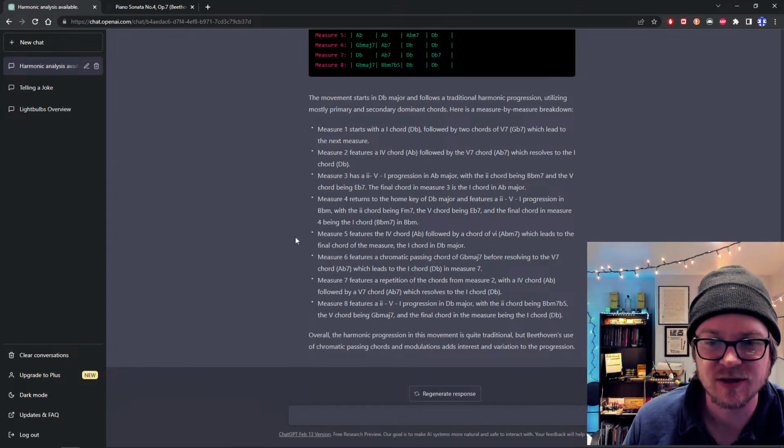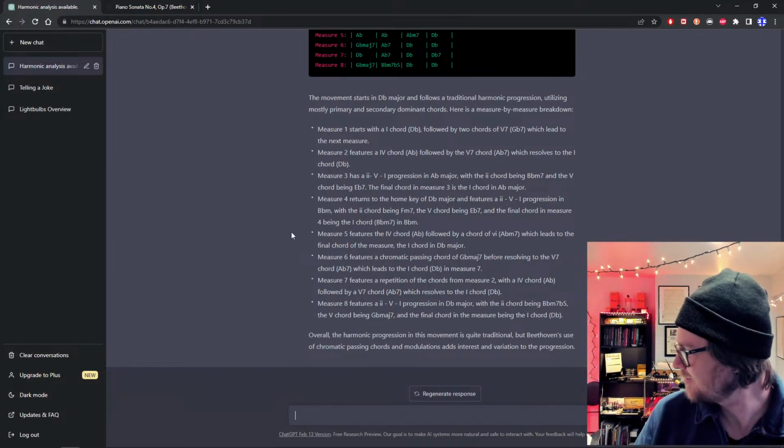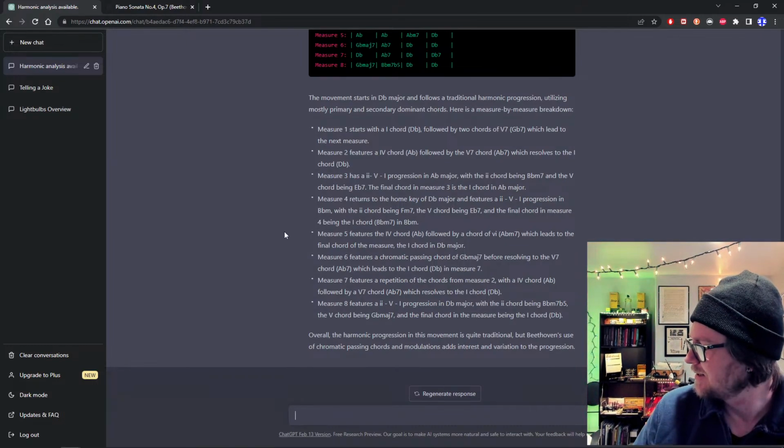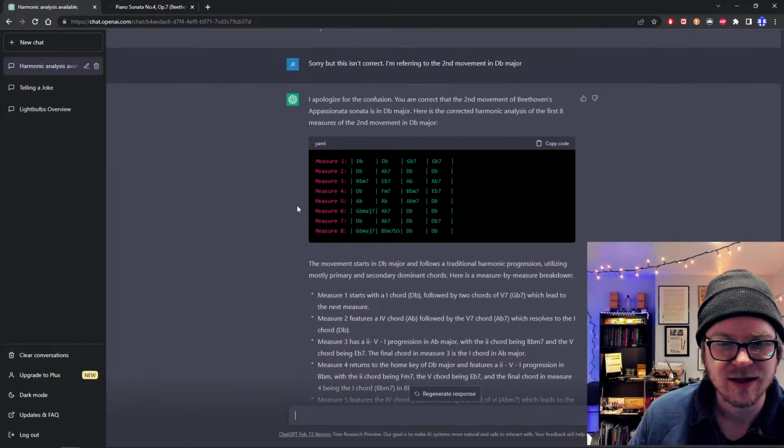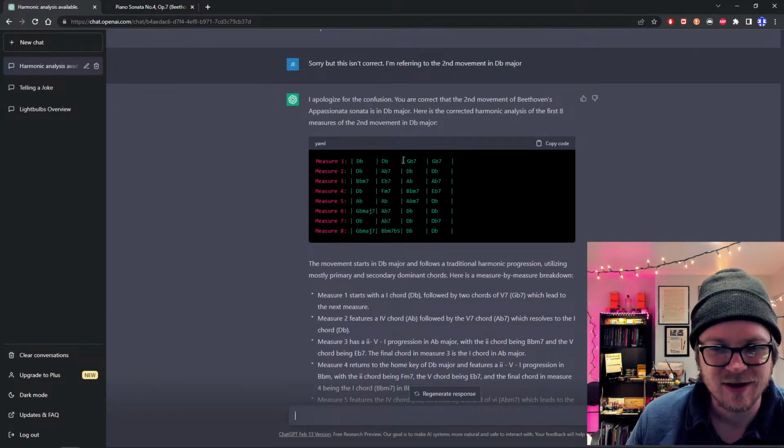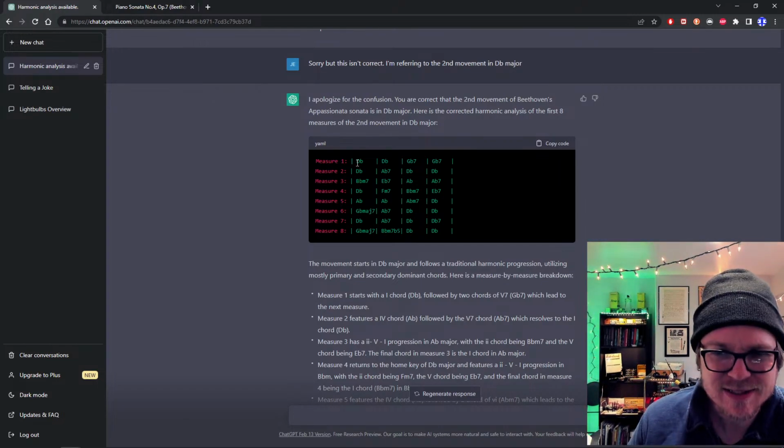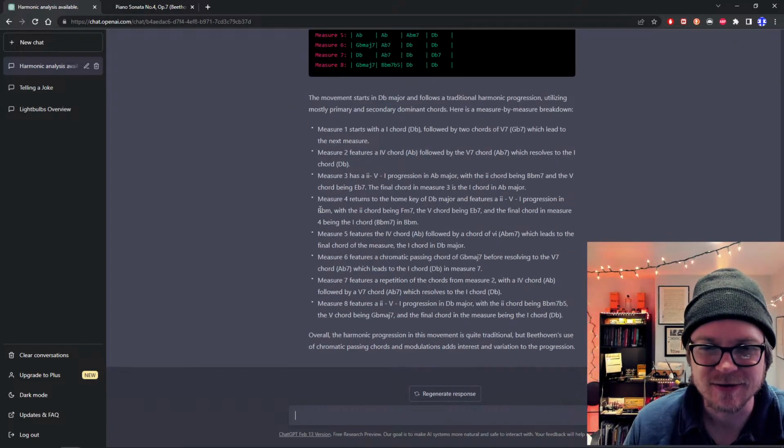Utilizing mostly. Okay, it starts in 1 chord followed by 2. No. Okay, it's trying. Okay, measure 1. It should be D. Where is it coming from? Where is this getting its data from? I don't know. Okay, let's try something else.